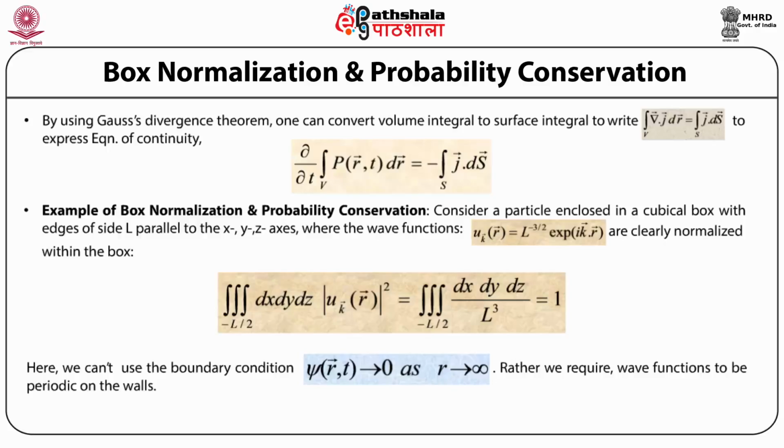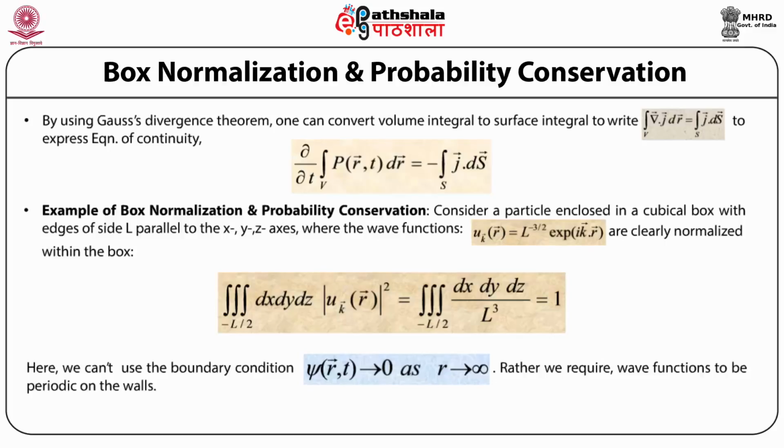where the vector j is the current density vector and the dot denotes the dot or the scalar product. Now let us consider the example of box normalization with the probability conservation. So let us consider a particle enclosed in a cubical box with the edges of side L parallel to the x, y and z axes. That means we consider a box which has edge length L along all the three axes, that is the x, the y and the z axis.